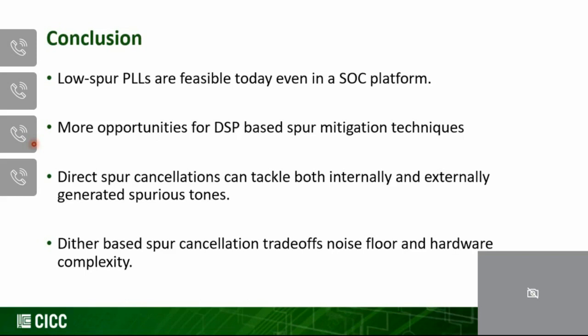And three, I want to point out that today we already see a lot of examples where we can do direct spur cancellation, and we can tackle both internally or externally generated spurs. And finally, I'd like to point out that the dither-based approach is also another good approach. Basically, you have some trade-off of a slightly elevated noise floor, but you may actually reduce the hardware complexity.